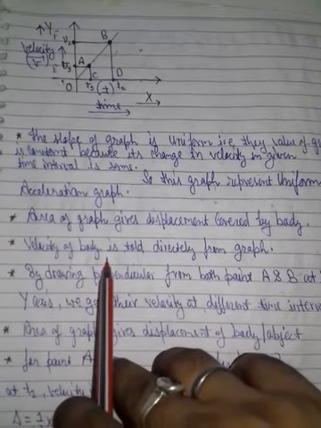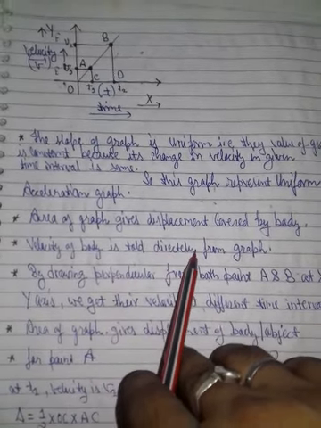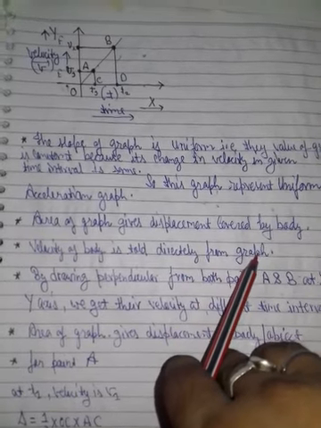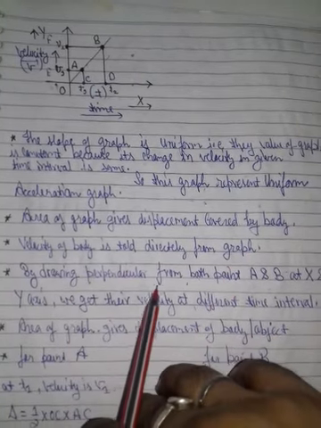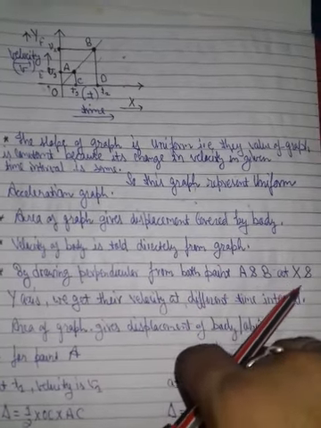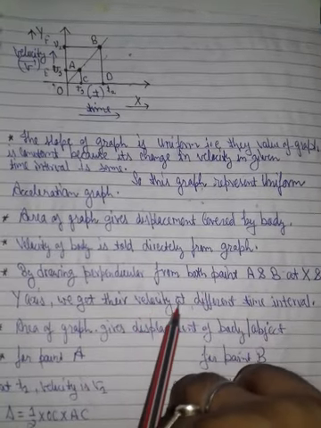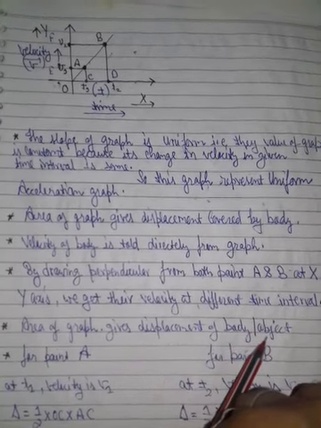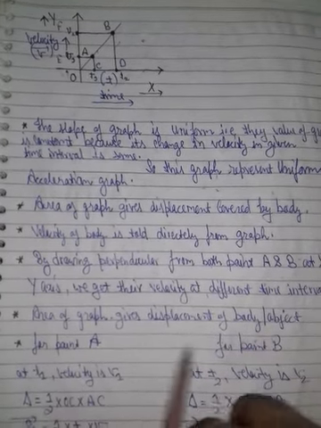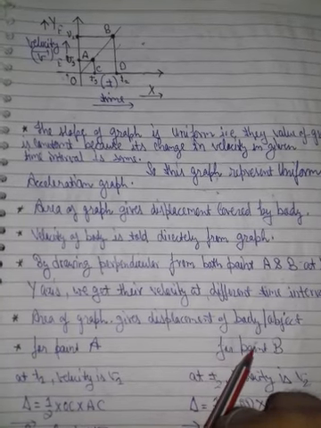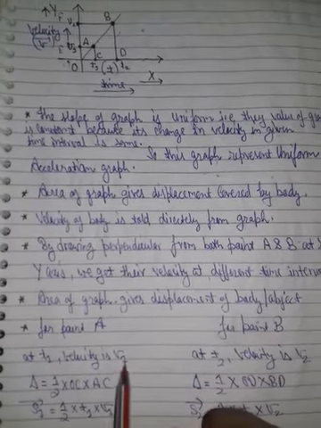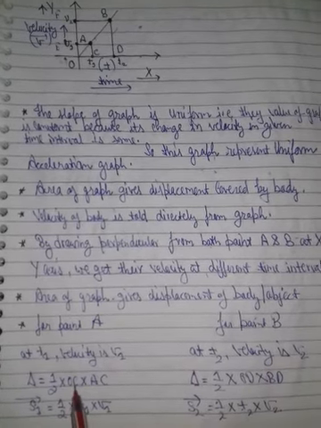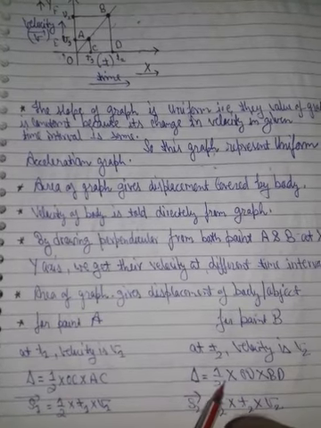Next point, the velocity of a body is told directly from the graph by drawing a perpendicular. By drawing perpendiculars from both axes at A and B, on the x and y axes we get their velocity at different time intervals, and the area of the graph gives the displacement of the object or body. We have point 1 and point 2, that means point B. At t1 the velocity is v1, at t2 the velocity is v2, and the area of the graph gives the displacement.